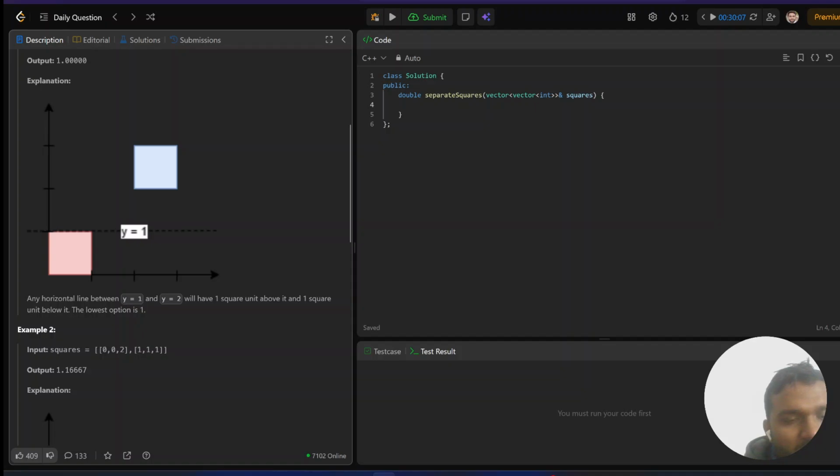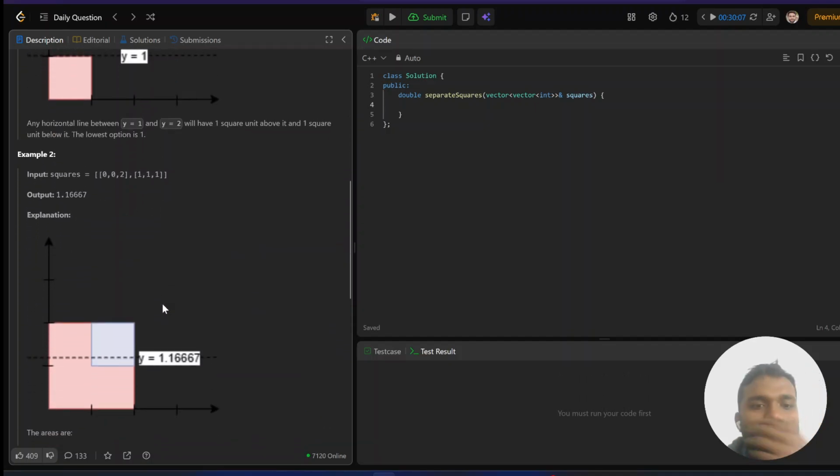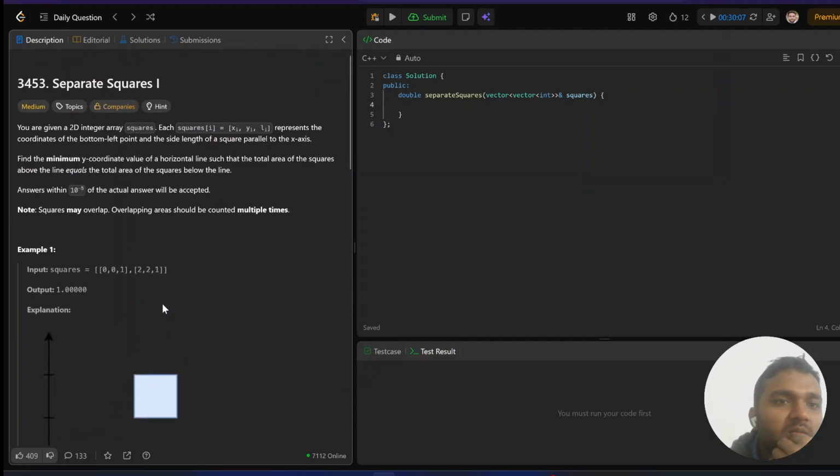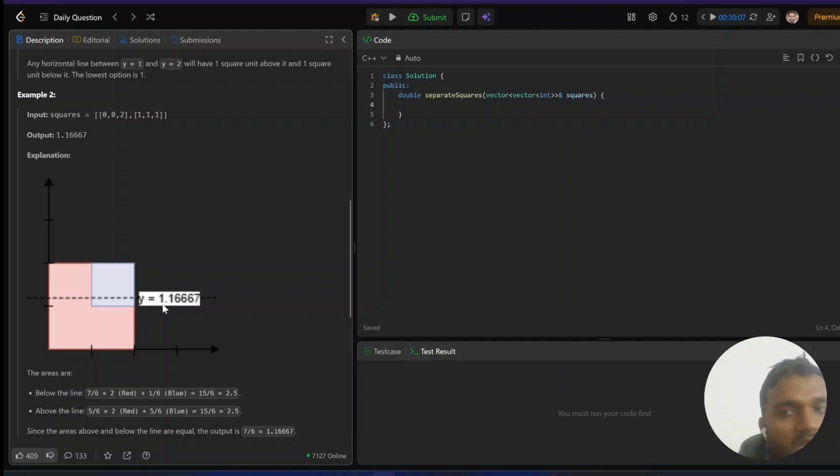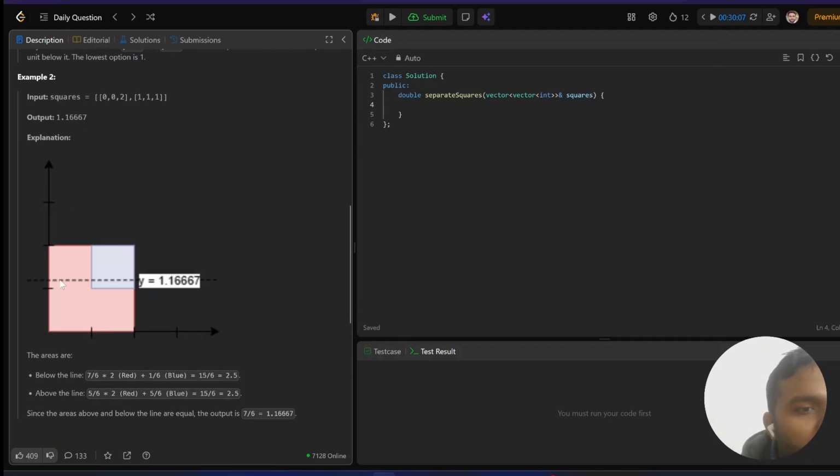Any horizontal line between y equals 1 and y equals 2 will have one square unit above it and one square unit below it. The lowest option is 1. Okay, a little bit I can understand the question. What about this example? In this example, I have the squares array. So this is the axis. I can see that this is 0, 0, 2 and this is 1, 1, 1. I have to calculate on the axis.